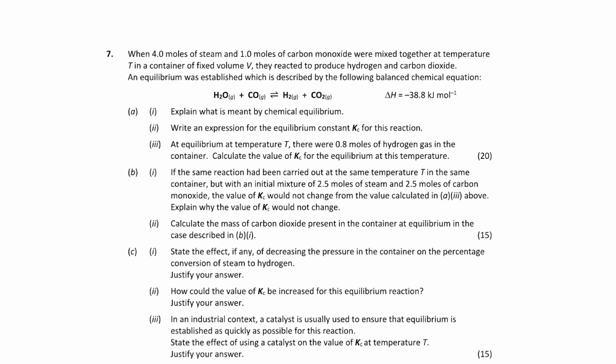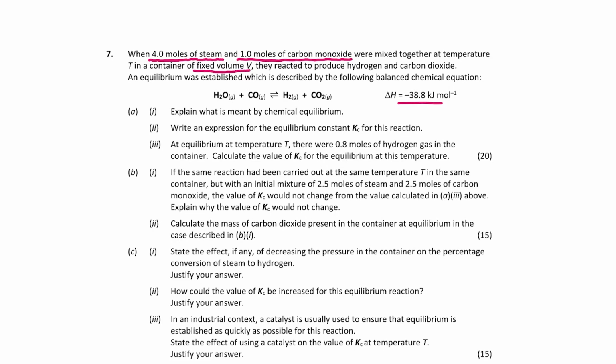So when 4 moles of steam, so underline that, and 1 mole of carbon monoxide were mixed together at temperature T in a container of fixed volume. That's important that we note fixed volume. They produced hydrogen and carbon dioxide, which is given by the equation below. We're also given a heat here, which is released in this equation.